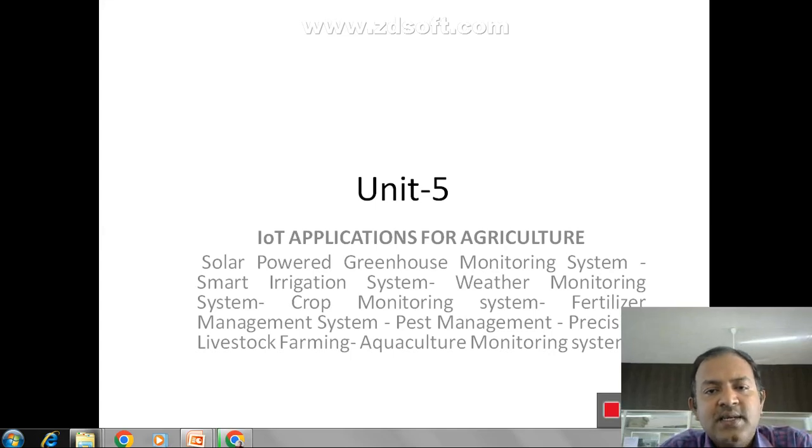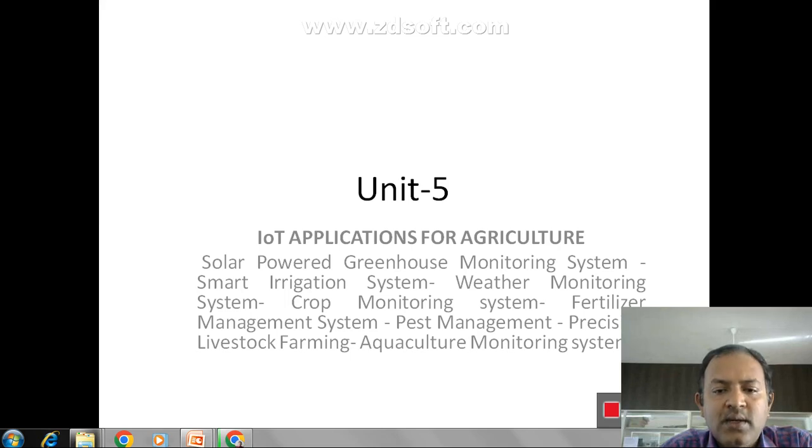Previously we have discussed Unit 4, that is advanced technologies in agriculture. Now Unit 5, IoT applications for agriculture. So what are the latest sensors and actuators used in the agriculture field? That is what we are going to discuss in this Unit 5.